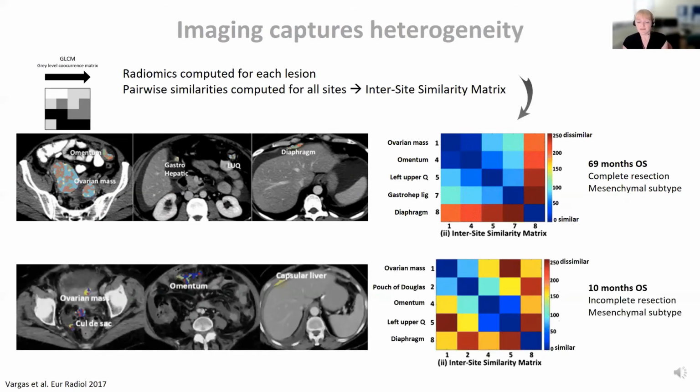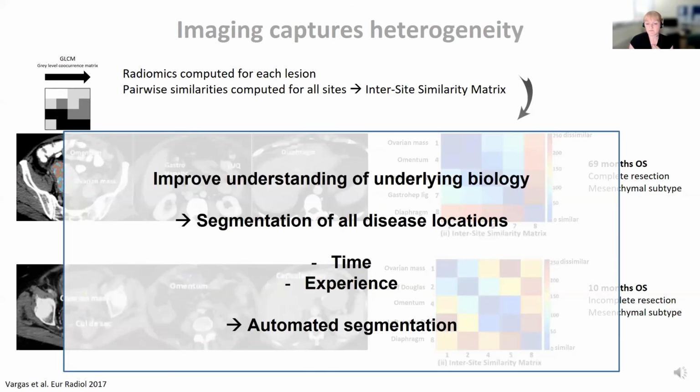And this is a patient where we see more yellow and red squares on the matrix, indicating higher dissimilarity, higher heterogeneity. And this patient only survived 10 months, and the outcome from surgery was incomplete resection. So just by looking at the dissimilarity between the different disease deposits, we understood that there's some prognostic information within this, and that underlines why radiomics are or can be a good tool to measure this disease heterogeneity non-invasively.